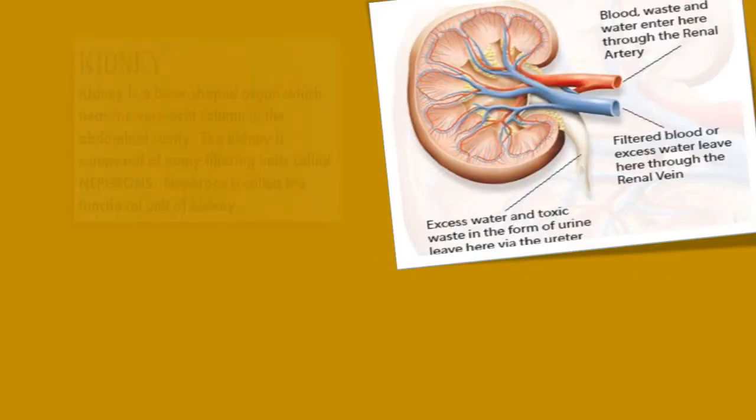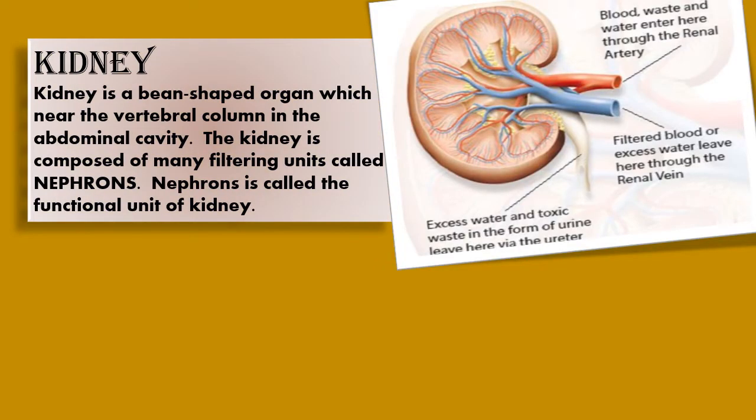Now students, kidney. Kidney is a bean-shaped organ which lies near the vertebral column in the abdominal cavity. When we are talking about the kidney, we should know the term nephron. The kidney is composed of many filtering units called nephrons. Nephron is called the functional unit of the kidney.